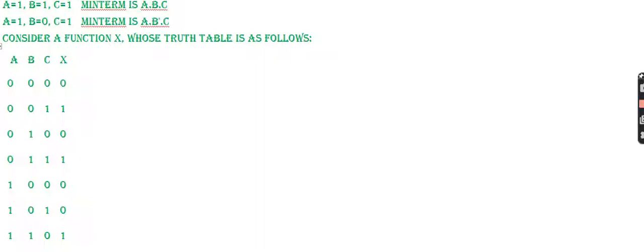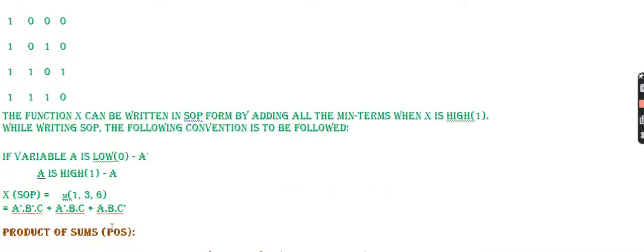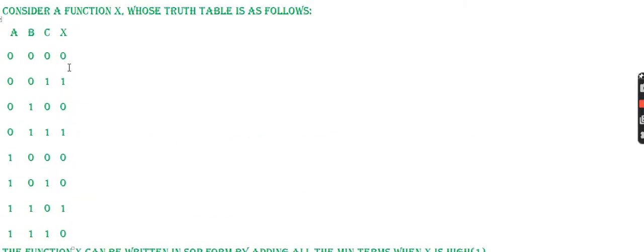That is a sum of product terms. 0, 0, 1, that is 1. So this is a combination. This is a general table for your understanding. The function X can be written in the SOP form by adding all the min terms when X is high. While writing SOP, the following terms are seen here in the place of 1.